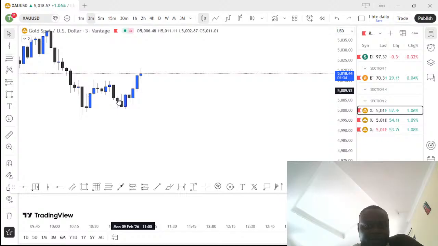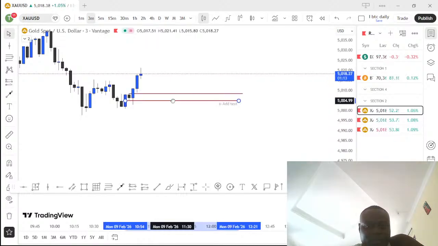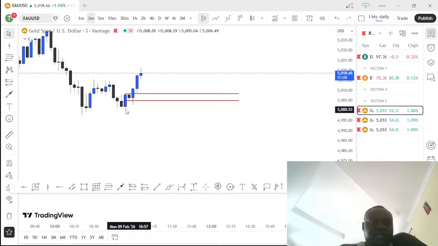This is where we put our highs and lows. That's the place where we put our highs and lows, and this is the place where we also put our low. We saw a breakout.